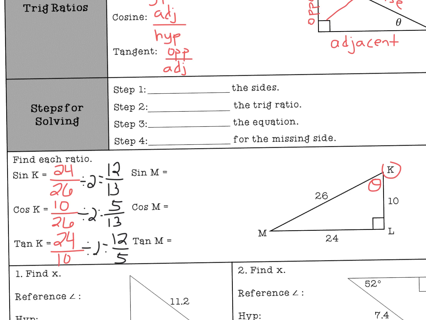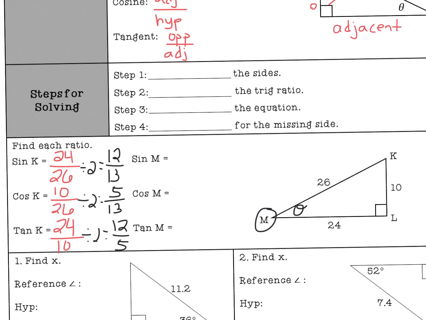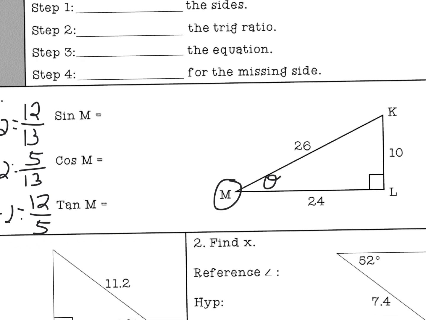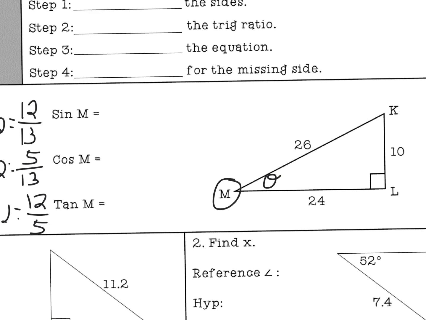Do the M now. Sine, cosine, and tangent of M. So erase your K. We're going from M now. I want you to try it on your own. Remember, you're going from M. Sine is what ratio? Opposite over hypotenuse. So what's opposite of M? 10. Remember, opposite, we're cutting across that triangle. So opposite is 10. Hypotenuse is 26.